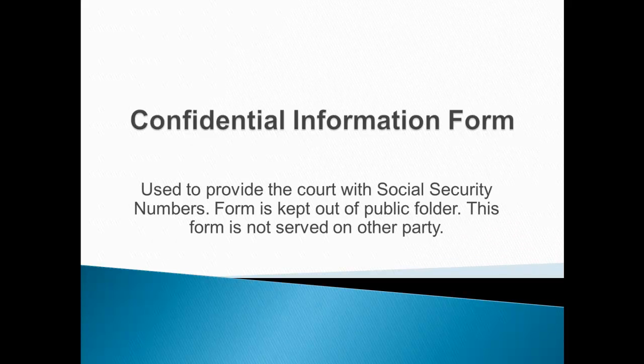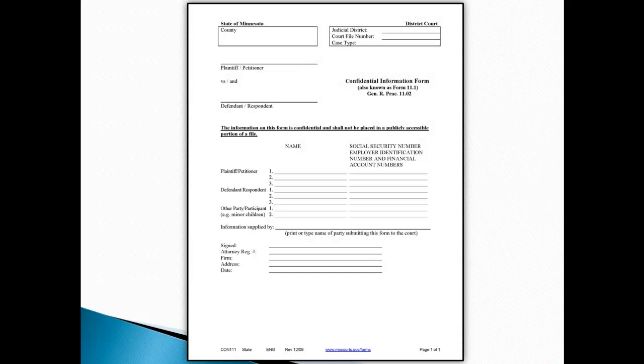If you know that you have already completed this exact form before for this case, then you will not need to complete a new one. If you are not sure, file one just in case. This is a one-page form. Look at the bottom left corner of the form and you should see CON 111.